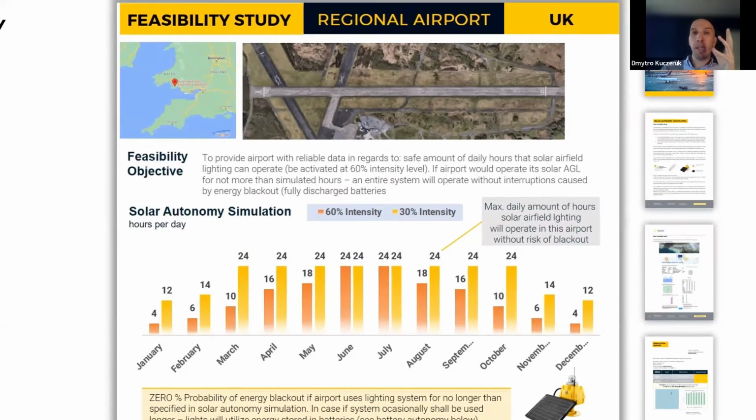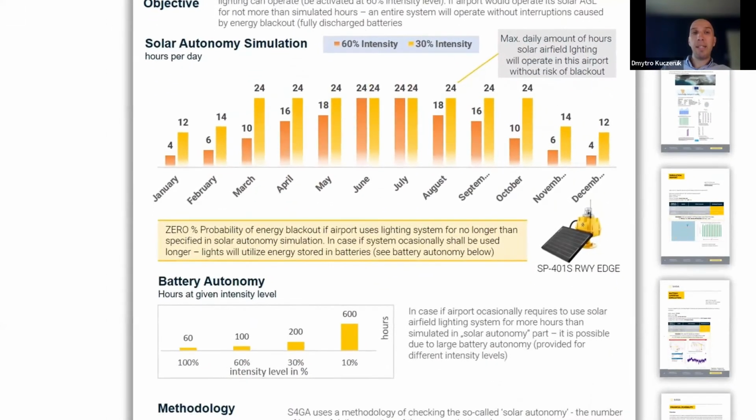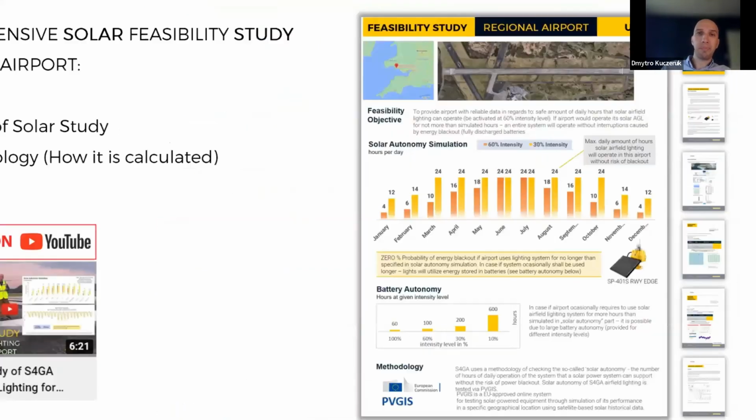But because, as I said at the beginning, we are targeting regional airports with limited flight traffic, usually what we see right here is absolutely enough for them to cover their operational requirements. And you have to also remember that in case they need to increase usage of the lights above the forecasted solar autonomy, then they use battery autonomy.